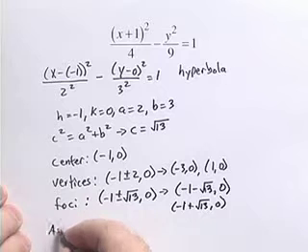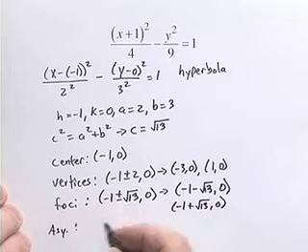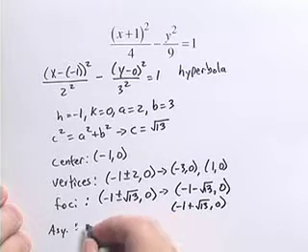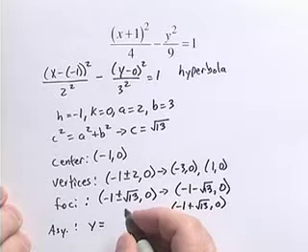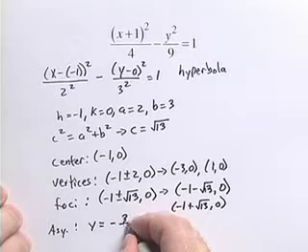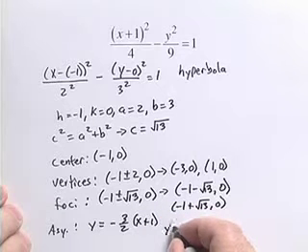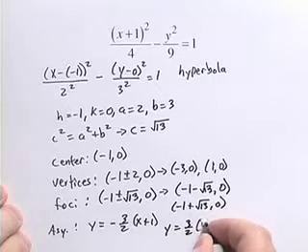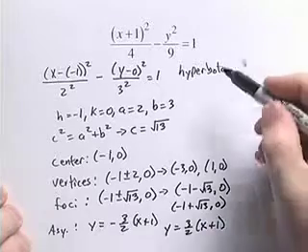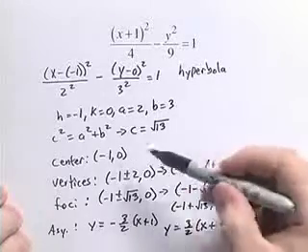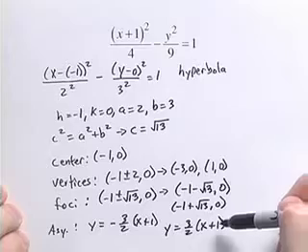And then last, we would like to list our asymptotes. Our asymptotes are going to be y equal to negative 3 halves times (x plus 1), and y is equal to 3 halves times (x plus 1). So our conic's a hyperbola, and here's the center, the vertices, the foci, and the asymptotes.